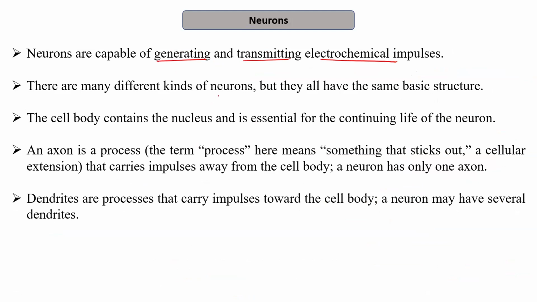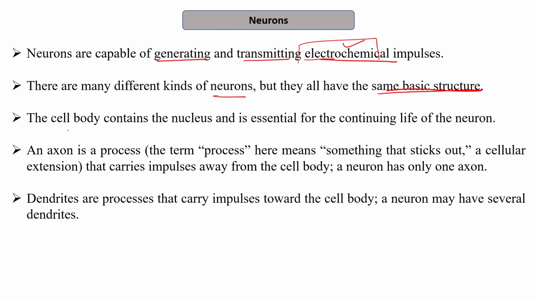There are many different kinds of neurons, but they have the same basic structure. Neurons are capable of generating and transmitting electrochemical impulses. That is, they have the ability to generate the electrochemical impulse and therefore help in transmitting the information. There are many different kinds of neurons, but they all have the basic structure of the cell.